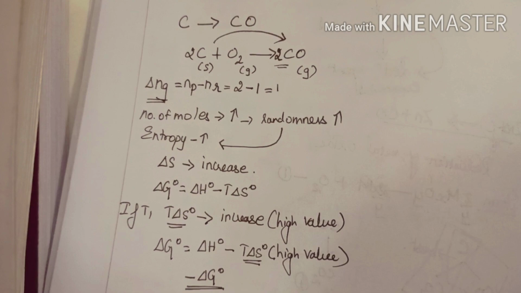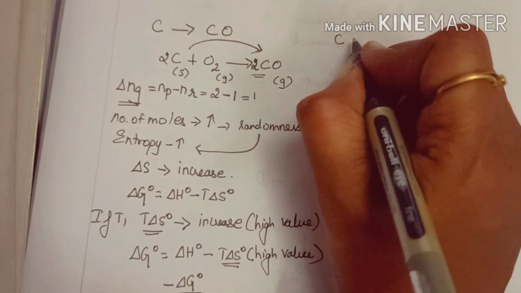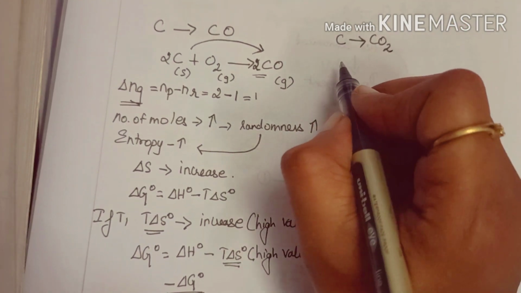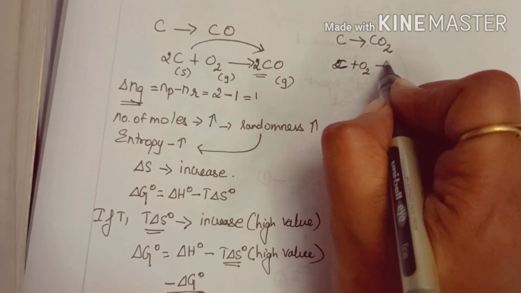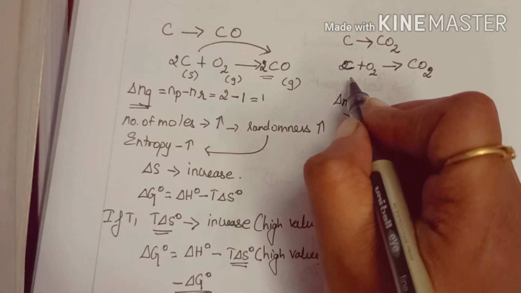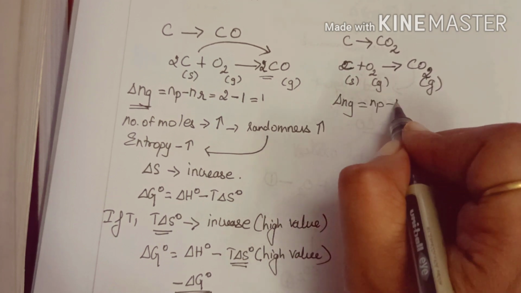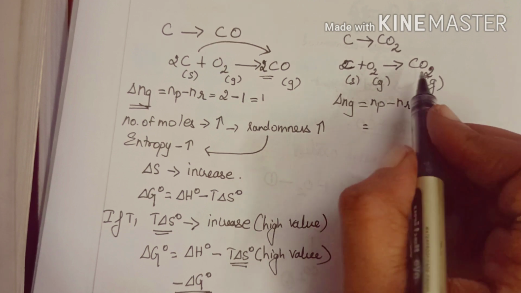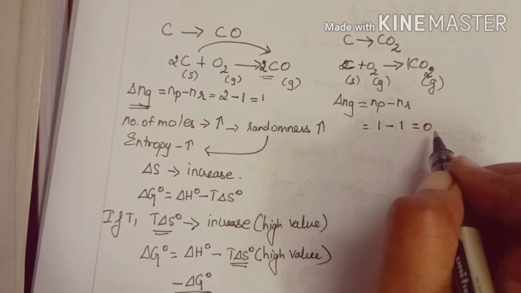Now if I go for the second one, carbon gets converted into carbon dioxide. The chemical reaction here is C plus O2 gives CO2. Now what is delta Ng? Here carbon is solid, the others are gaseous and gaseous. So delta Ng is Np minus Nr. Np is 1 and Nr is 1. So 1 minus 1 will become 0.